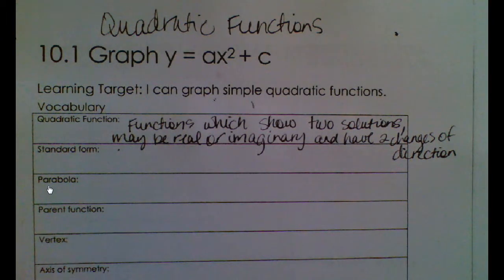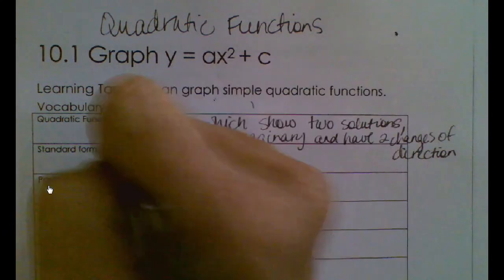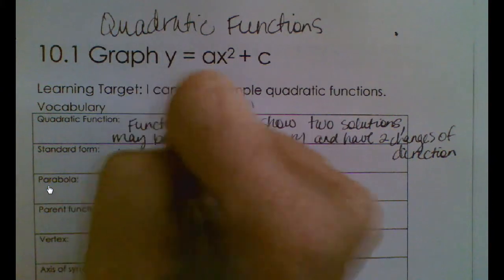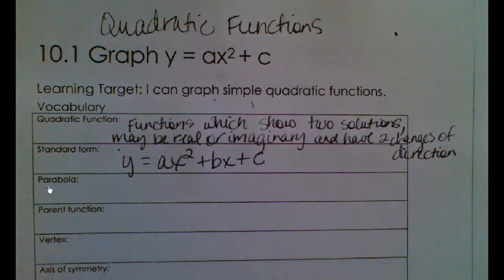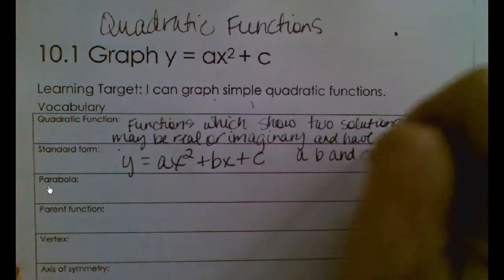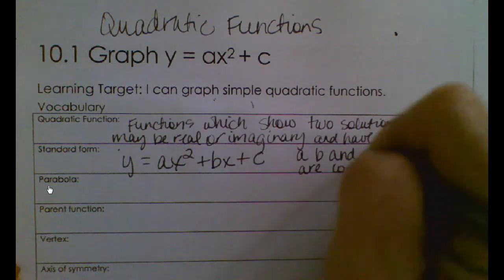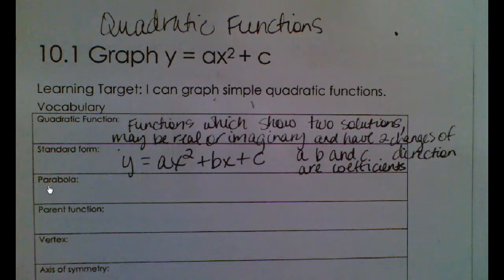Okay, so the standard form for a quadratic function is actually up here at the top, which is y equals ax squared plus bx plus c. Does anybody know what those a, b, and c variables stand for? What do they represent? They just represent coefficients, just numbers. So a, b, and c are coefficients.